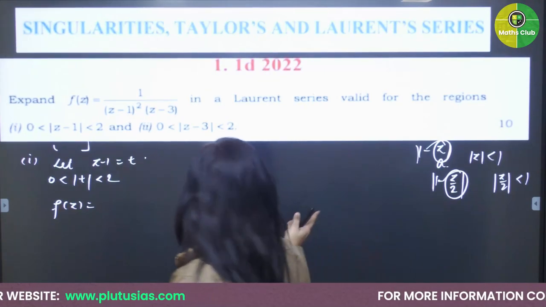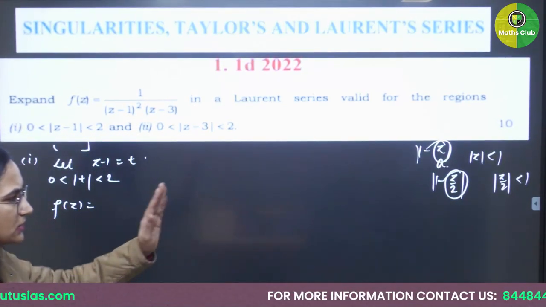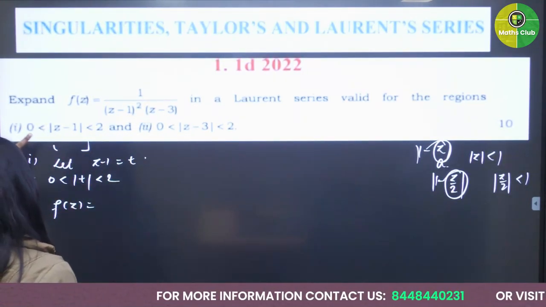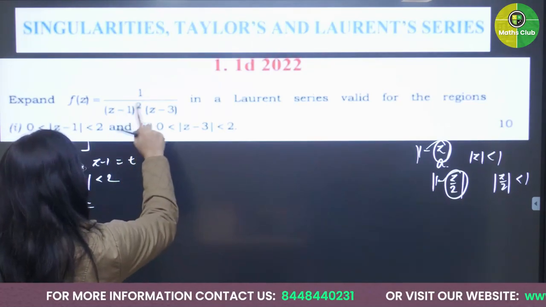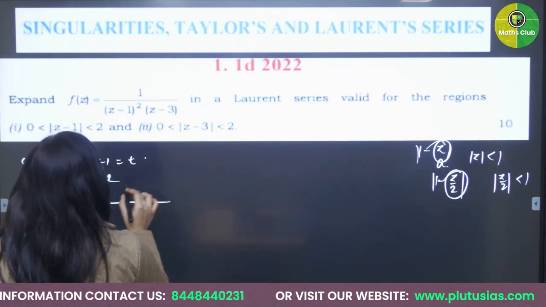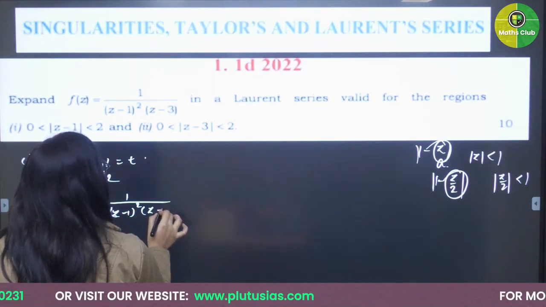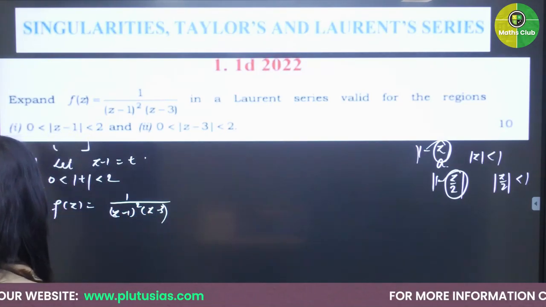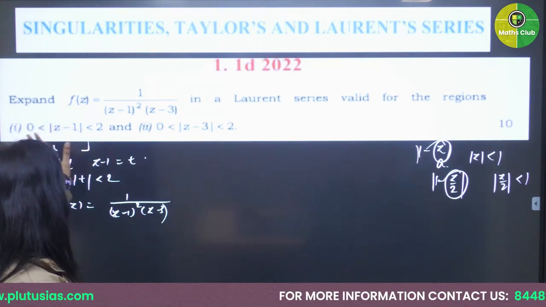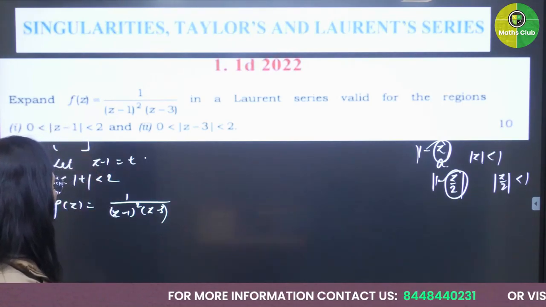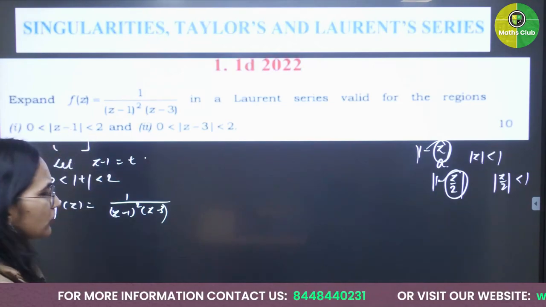Okay? So the only requirement would be to make this less than 1. So let's use this here. First thing, they are saying f(z) = 1 over (z-1)^2 (z-3), valid for the region |z-1| < 2. To build this for this region, you need to expand in this region. So you have to convert this into this format only.